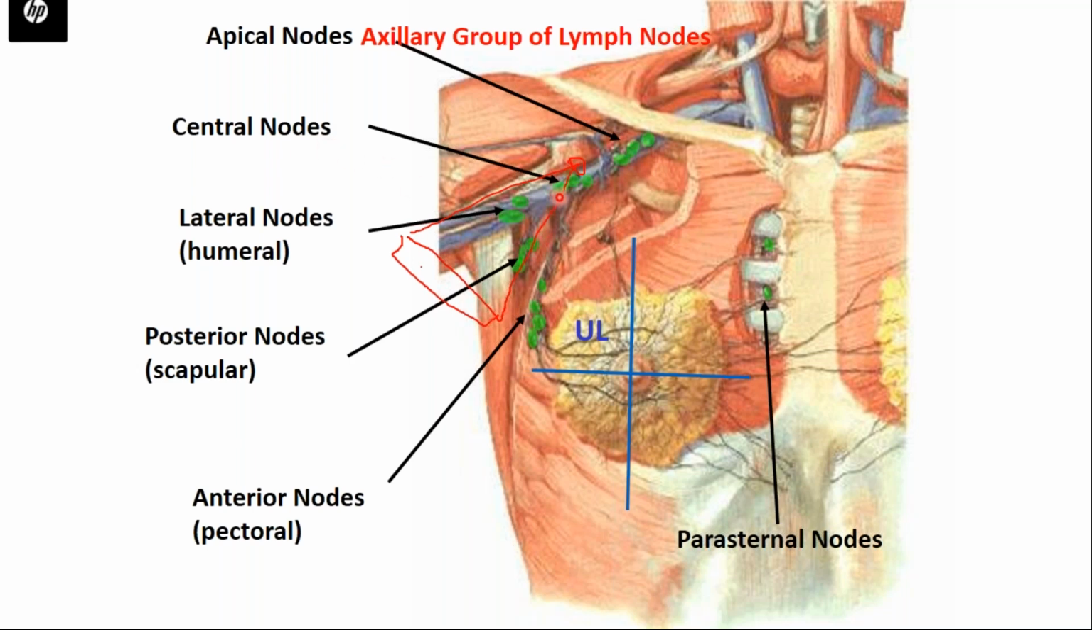And in the center there will be a group of lymph nodes called the central group of lymph nodes, and in the apex there will be the apical group of lymph nodes.